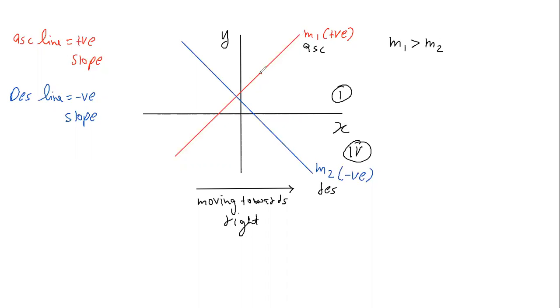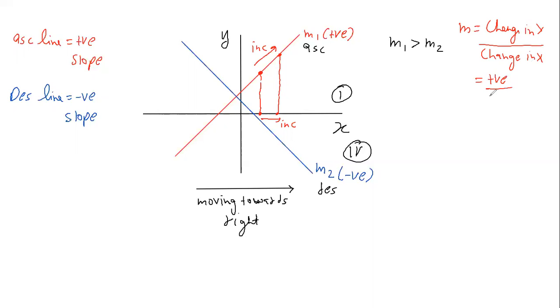Now here we can understand this mathematically also. For example, if I take 2 points on this red line, I can clearly see that from the first point to the second point, x is increasing and y is also increasing. So the change in y is positive and the change in x is also positive, and the formula for the slope is change in y over change in x. In the red line, change in y is positive and change in x is positive, hence the slope will always come out to be positive.